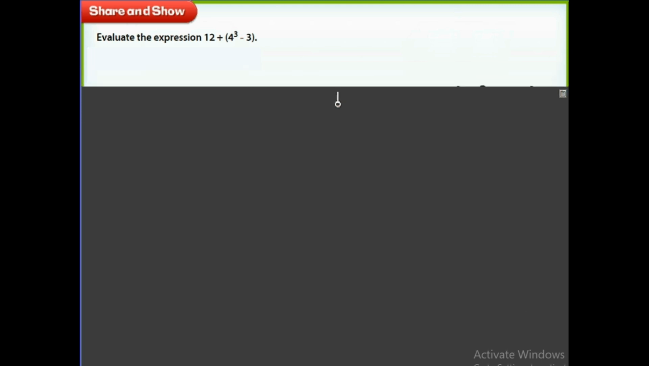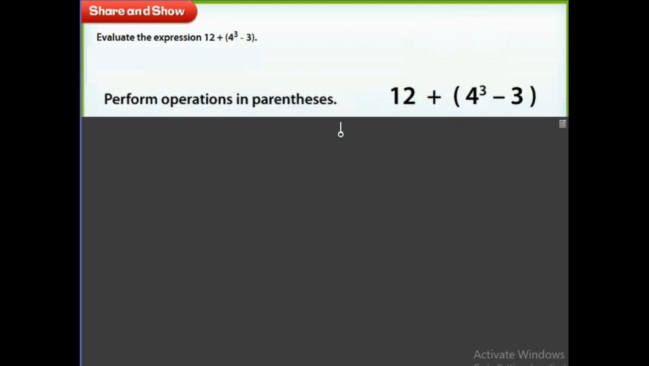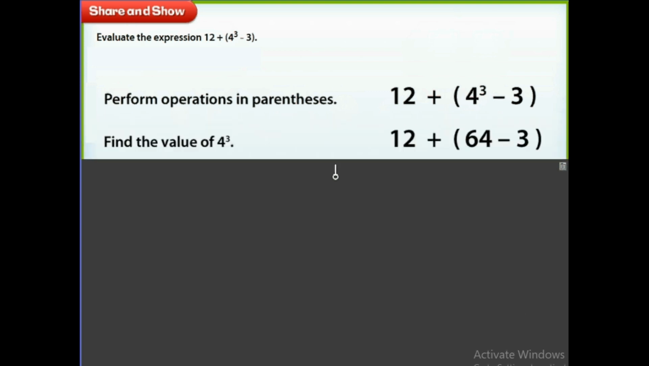Evaluate the expression 12 plus 4 cubed minus 3. To evaluate the expression, use the order of operations. The first step is to perform operations in parentheses. The next step is to find the value of 4 cubed within parentheses. 4 cubed is 64. Next, subtract within the parentheses.